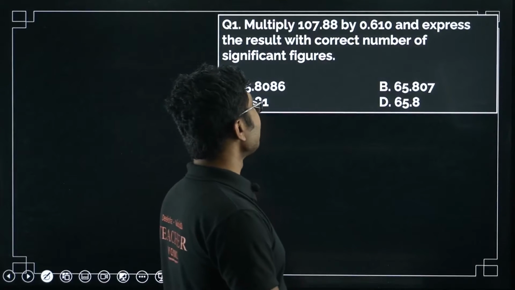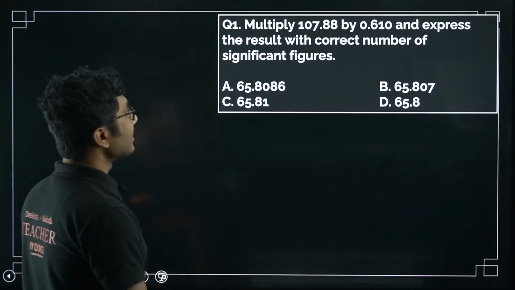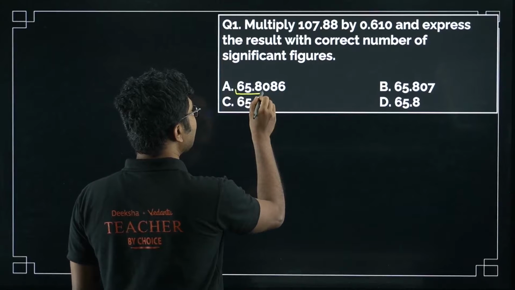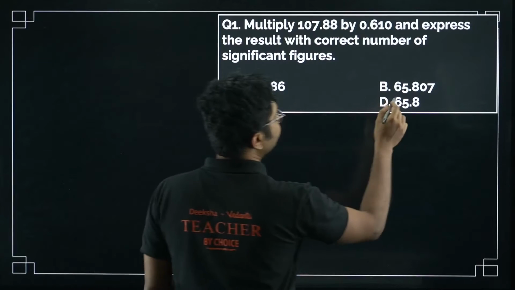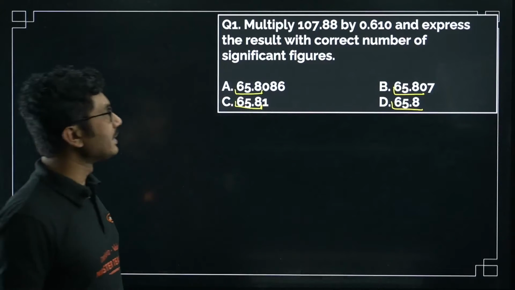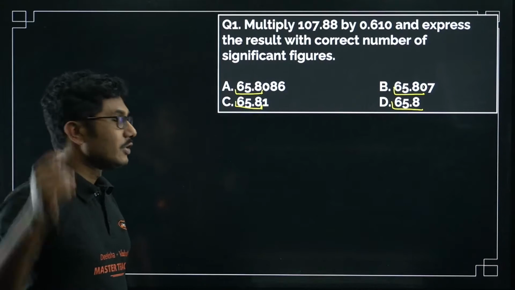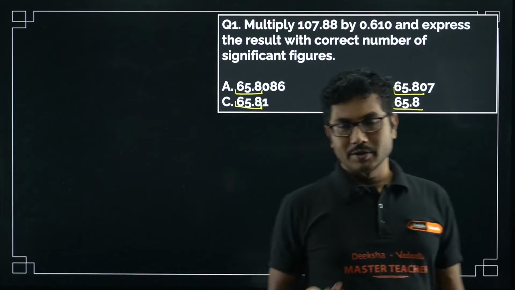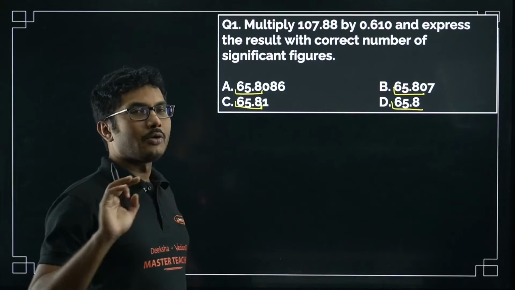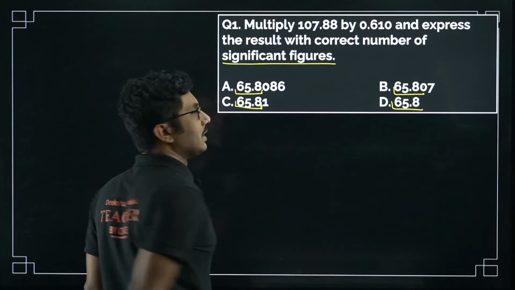Multiply 107.88 by 0.610 and express the result with the correct number of significant figures. Now if you see the answers, all the answers basically have the same value. All the answers are the same up to 3 digits. The fourth digit is different, in some cases 0, in some cases 1, and here there is nothing. So the problem is not about multiplication. Even though the question asks you to multiply, it is not about how accurately you can multiply. Obviously the question is about significant figures.